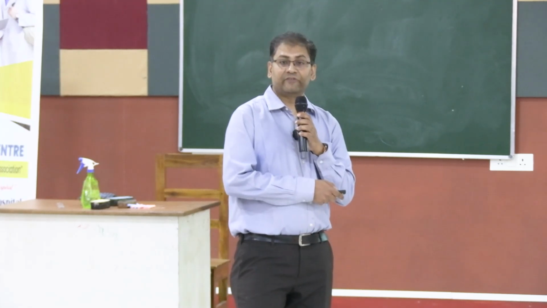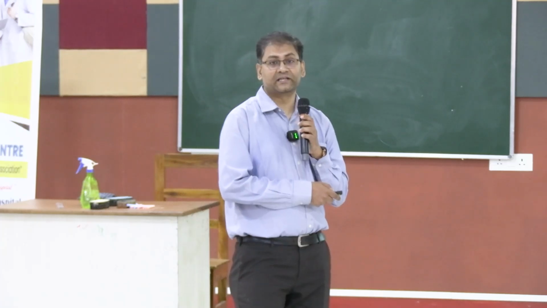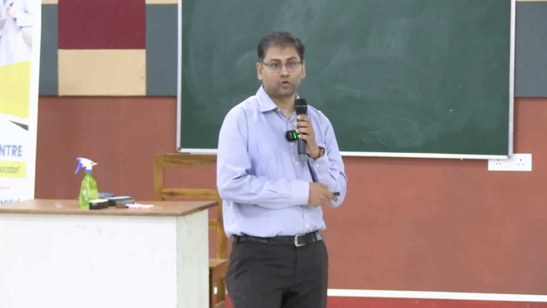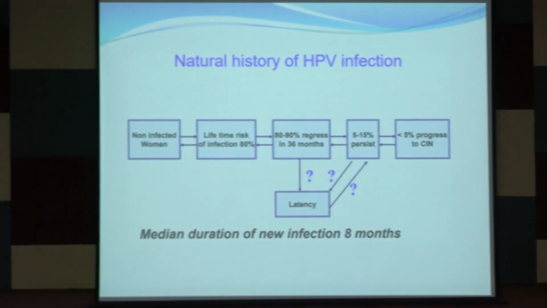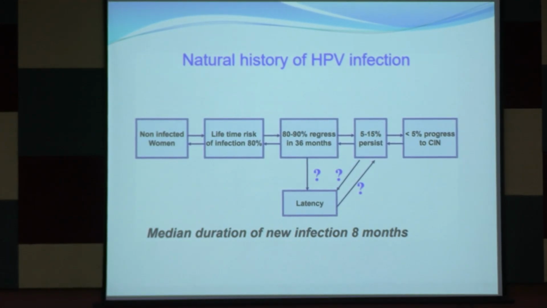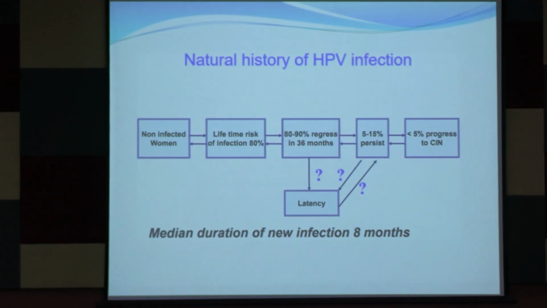Human papillomavirus infection, 80 to 90% regress within 3 years. Sometimes it regresses between 8 to 9 months. If somebody asks you in the exam how many months it takes, it's normally 8 to 9 months. Only 5 to 15% persist, and less than 5% progress to CIN. So the median duration of new infection is 8 months. Only when the HPV high risk type infection persists do CIN or cervical precancers happen and cervical cancer happen.